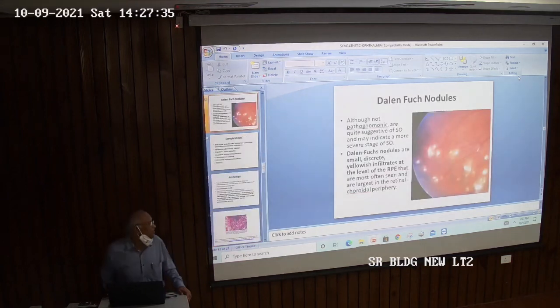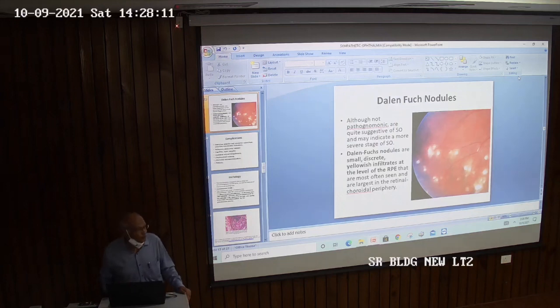This is the Dalen-Fuchs nodule. We talk about granulomatous uveitis and posterior choroiditis, which, although not pathognomonic, is quite suggestive of sympathetic ophthalmitis, and may indicate a more severe stage of the disease. These nodules are called Dalen-Fuchs nodules. Small, discrete, yellowish infiltrates at the level of the retinal pigment epithelium. These are the important part: yellowish, discrete, at the level of the retinal pigment epithelium. So these are Dalen-Fuchs nodules, the characteristic features.